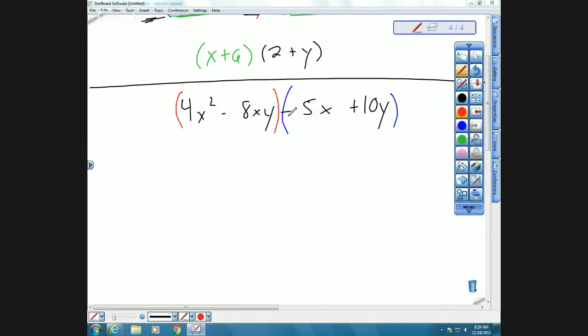In my first two, in the red one, what is common? 4x. So that leaves me with an x. 8 divided by 4 is 2. Take away that x, I get x minus 2y. In my blue one, what's common? Watch this one for a second, because this is a little bit tricky.